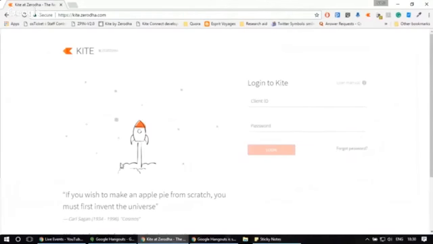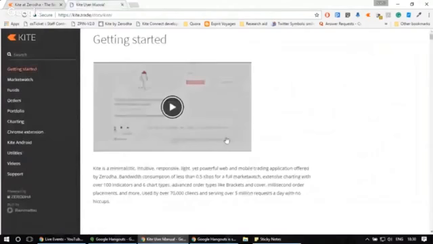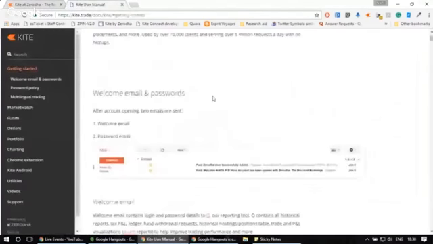Firstly, this is Kite. Kite.zerodha.com is the URL, and you can trade from here, right? You'll just have to log in and trade. There's a link right here, so you can check out the Kite user manual if you have any doubts anytime you're trading. So once you open an account with Zerodha, you'll receive two emails: a welcome email and an email that gives you the password to your trading terminal.